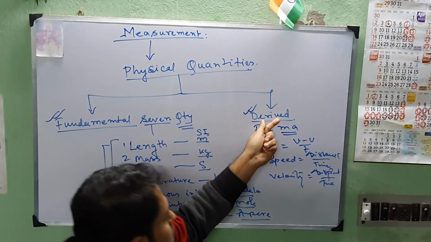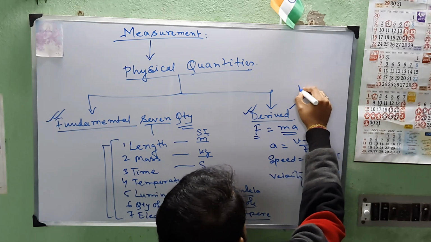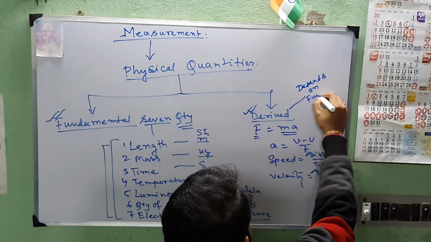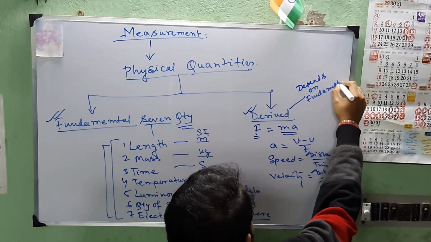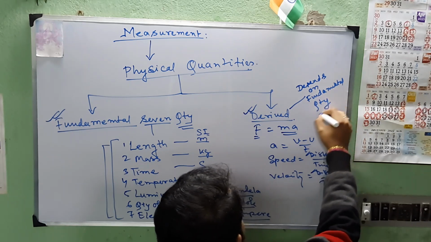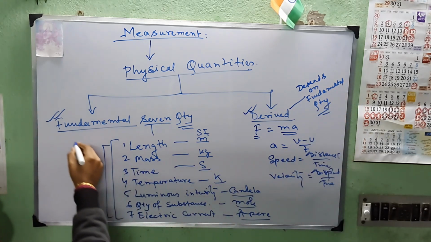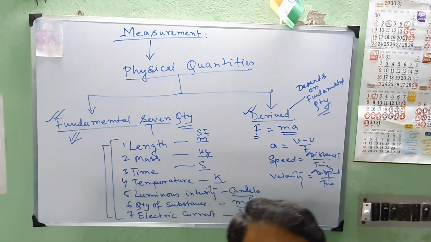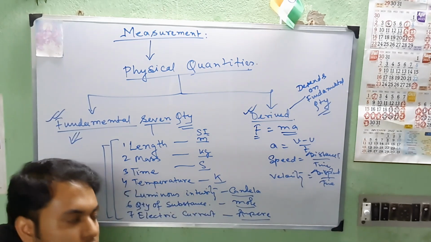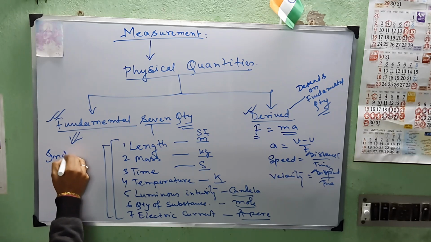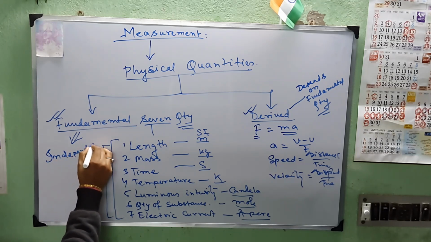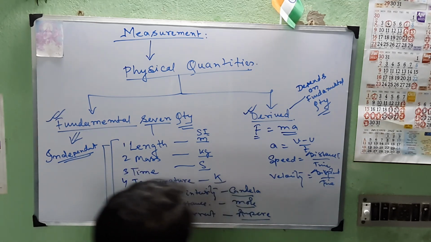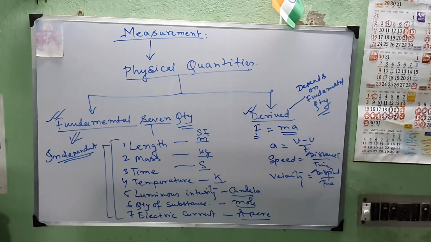That means this derived quantity fully depends on fundamental quantities, but these fundamental quantities do not depend on any other relations or any other quantity. This is independent. These all are independent. I think it might have become clear to all of you.